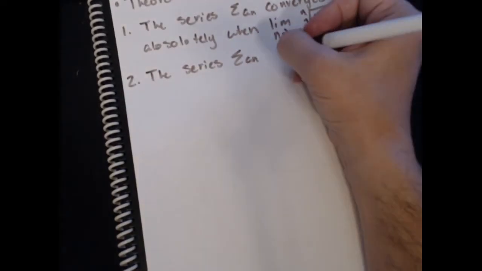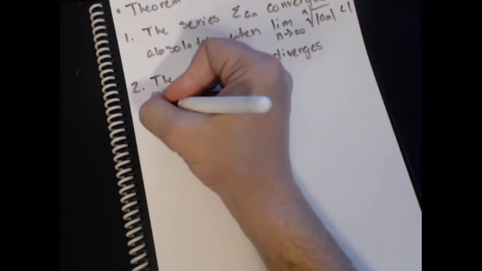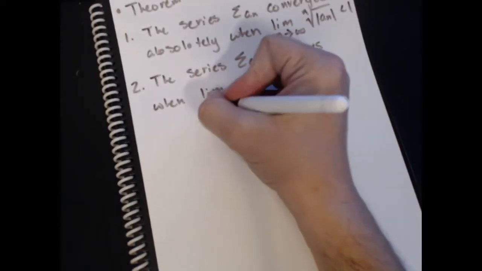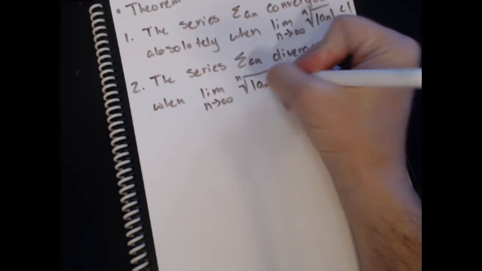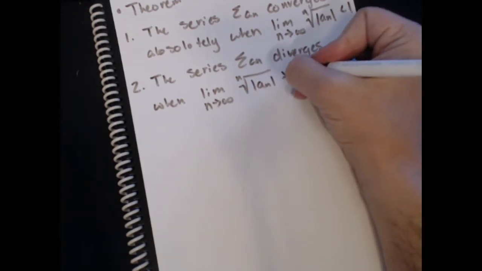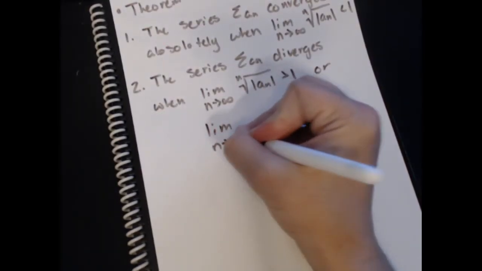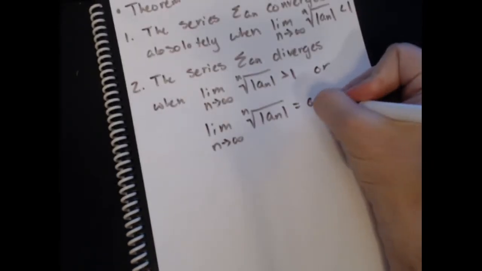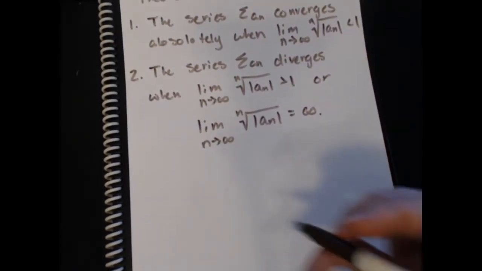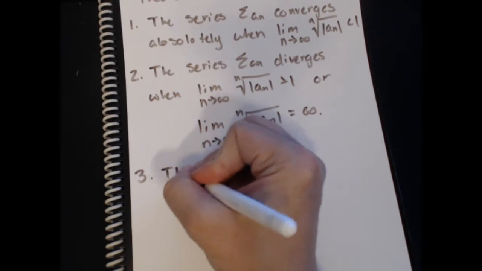Well, then you can guess that the second rule, the series, the summation a sub n diverges when the limit as n approaches infinity of the nth root of the absolute value of a sub n is greater than 1, or the limit as n approaches infinity of the nth root of the absolute value of a sub n is equal to infinity. Which means then, you guessed it, for step 3, the root test is inconclusive.